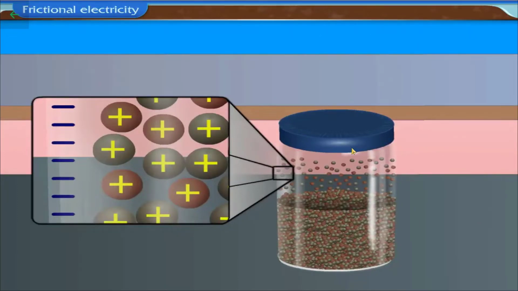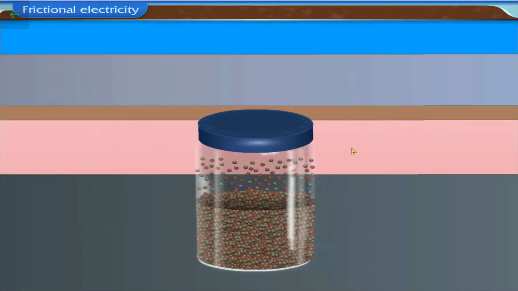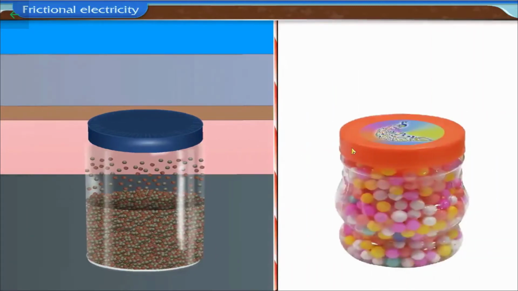At the same time, like charges are generated on the seeds. Therefore, the seeds repel each other, whereas the seeds and plastic surface, having opposite charges, attract each other. Instead of mustard seeds, you can also use tiny thermocol balls to see this effect of static electricity.